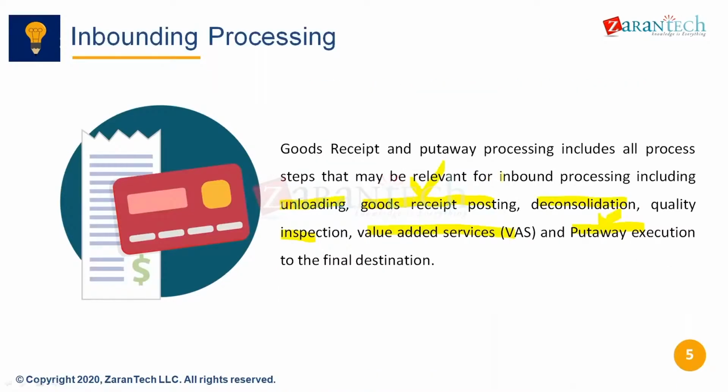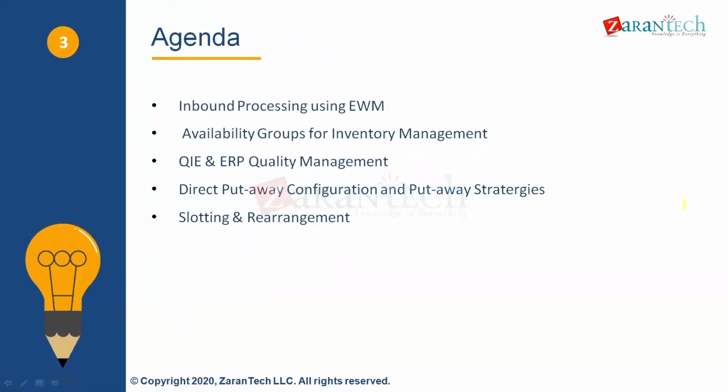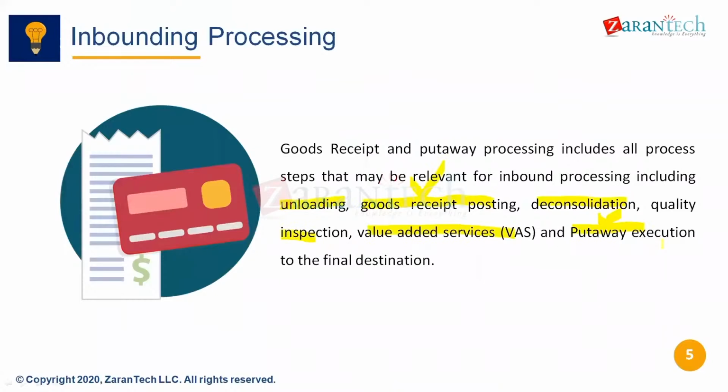Quality is a separate step where we take the goods to a quality work center and inspect them. We'll more or less talk about quality, how the inspection lot is created, and how the stock types are impacted. We will not move it to a separate quality work center for now. Then we'll talk about the different types of strategies like storage type determination, sections, bins, and about slotting and rearrangement. So overall, we will talk about basic inbound processing.